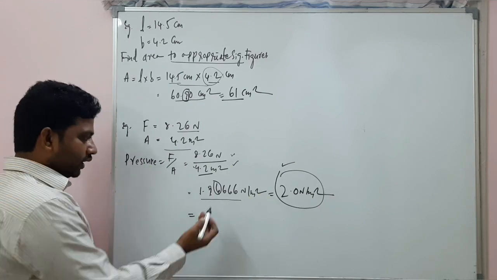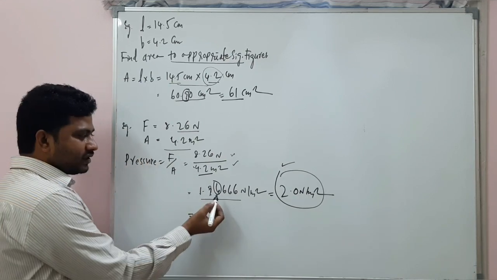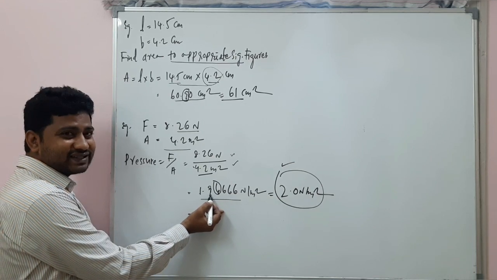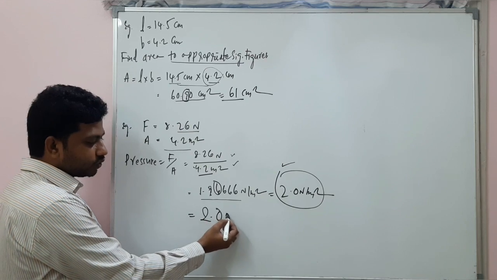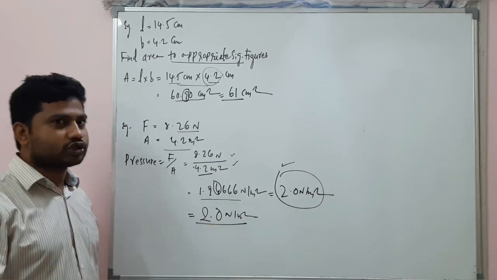Understand? So that's why you need only 2 significant figures. The 6 needs to be dropped, which is greater than 5, so you need to raise the preceding digit by 1. Then that will be 2.0 newton per meter square. Look here. This way questions will be asked.